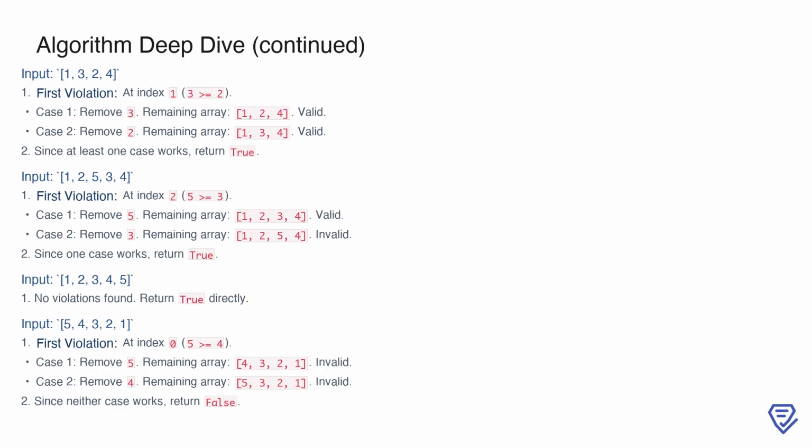Finally, for the input 5, 4, 3, 2, 1, the first violation occurs at index 0. Neither removing 5 nor removing 4 results in a strictly increasing array, so we return false. These examples demonstrate how the algorithm efficiently handles various scenarios to determine the result.